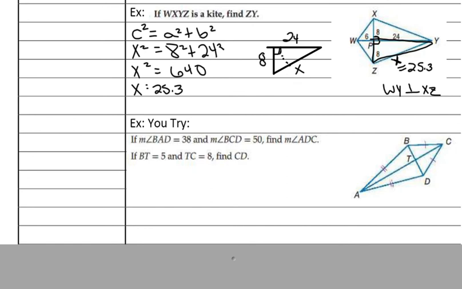So I've got two examples here for you to try. We'll call this example 1, call this example 2. What I would do is I would draw two separate kites, one for question number 1 and another kite for question number 2. So I'd like for you to pause the video and see if you get what I get.